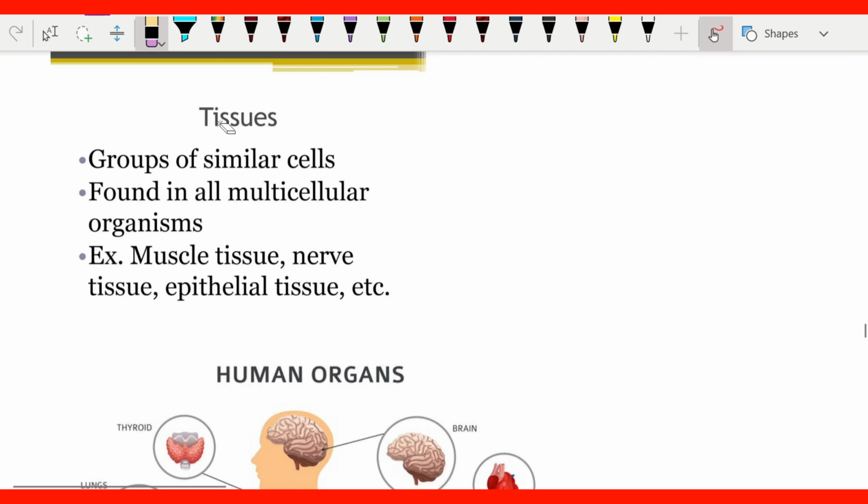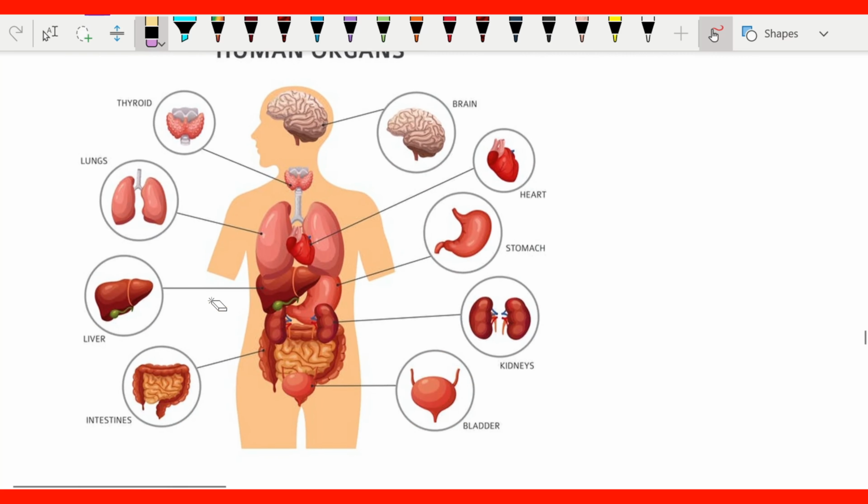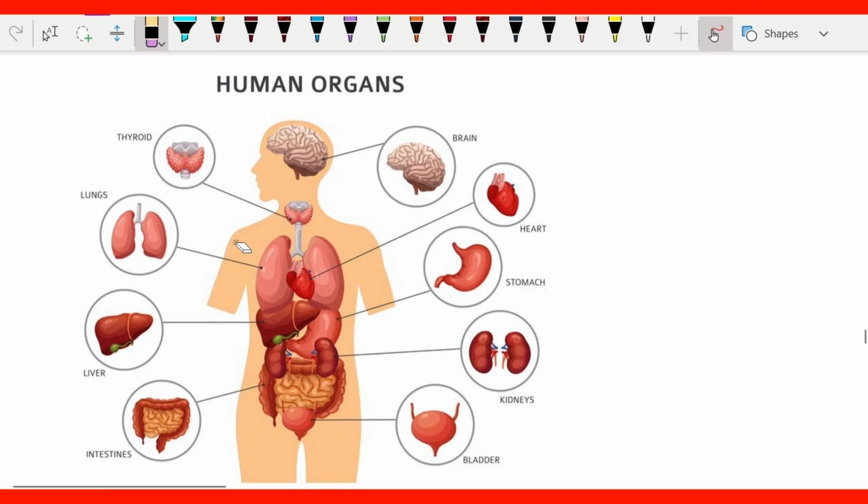This is more explanation about tissue. They are a group of similar cells found in a multicellular organism, like muscle tissue, nerve tissue, and epithelial tissue. Now these are human organs, different organs made from different tissues: lungs, liver, intestine, bladder, kidneys, stomach, heart, brain.